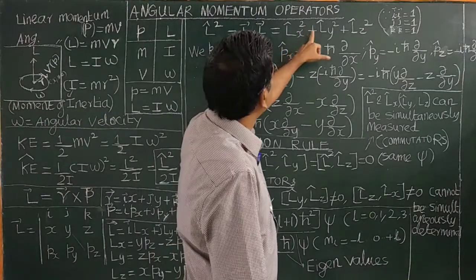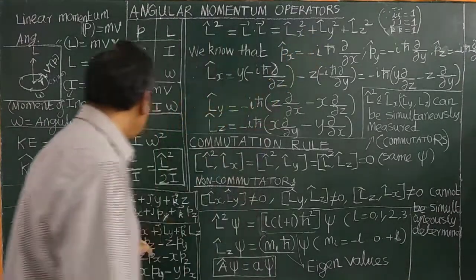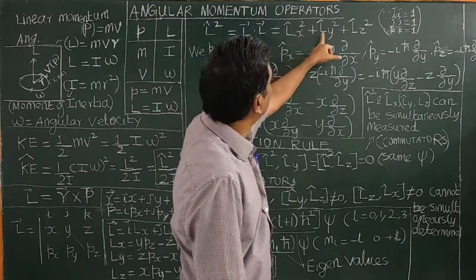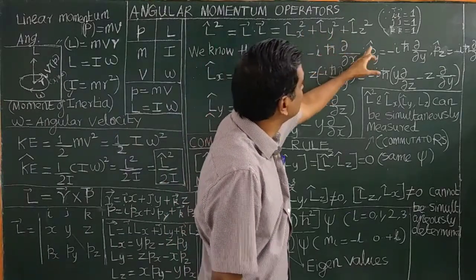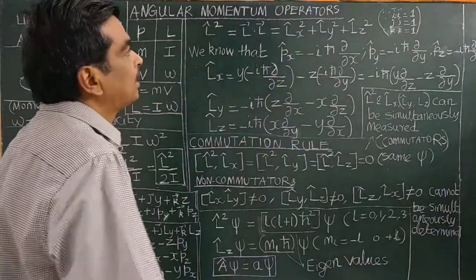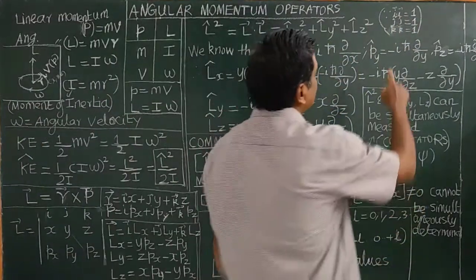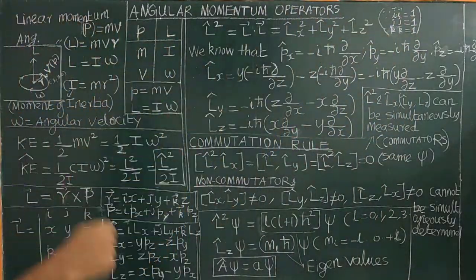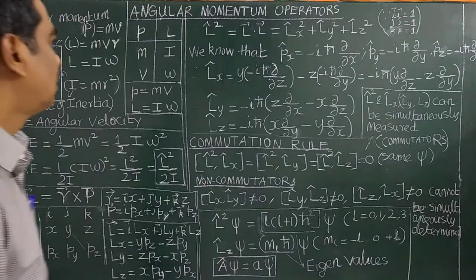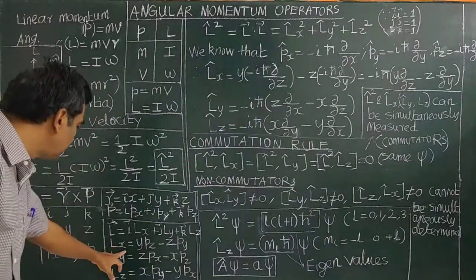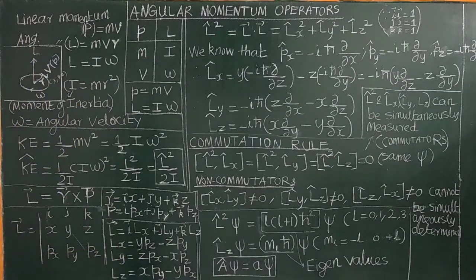Therefore, L squared is Lx squared plus Ly squared plus Lz squared. Here i vector dot i vector equals 1, j vector dot j vector equals 1, k vector dot k vector equals 1. They are unit vectors i, j, k. Now let us find the operator expressions.